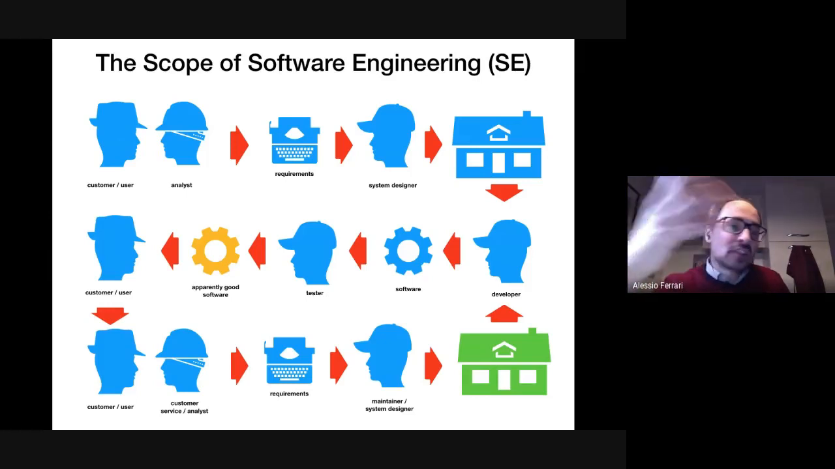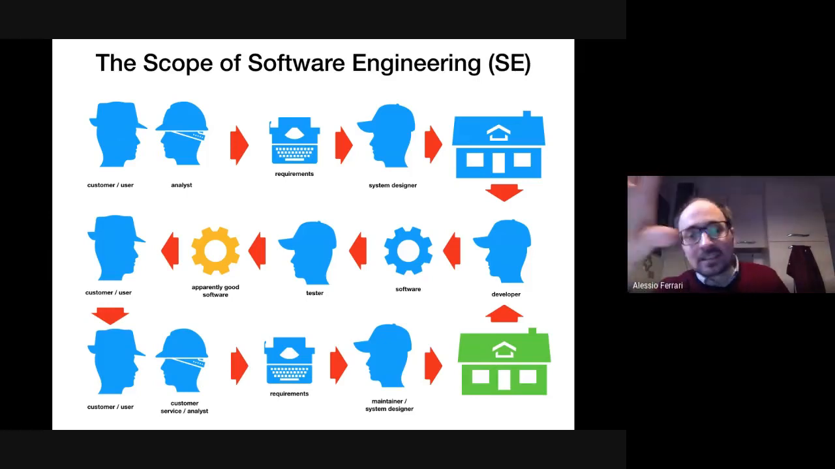So this is just to give you a glance of the complexity of this starting point and the need of interaction with several subjects and several stakeholders, okay? So once I have interacted with all these people, I can step to the second phase, which is the so-called requirements phase, in which I write down my requirements.